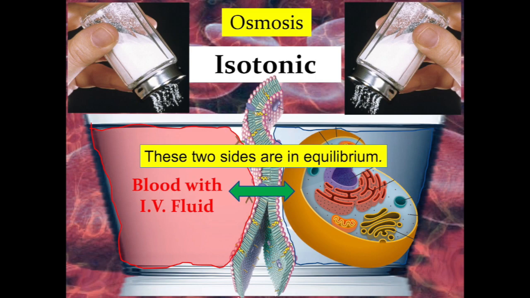These two sides of the system are in equilibrium. If you look at the salt shakers, they're equal amounts of salt in both the extracellular side and the intracellular side. So the fluids are exchanging across the membrane, and they're very happy. They're flowing very freely because they are of equal salt or equal tonicity.